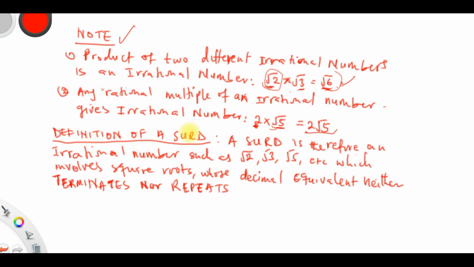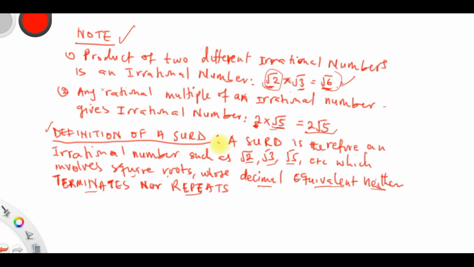Now, the definition of a set. What is the definition of a set? A set is an irrational number, such as the square root of 2, the square root of 3, the square root of 5, the square root of 7, the square roots of prime numbers, etc., which involves a square root, whose decimal equivalent neither terminates nor repeats. So that is the definition of a set.